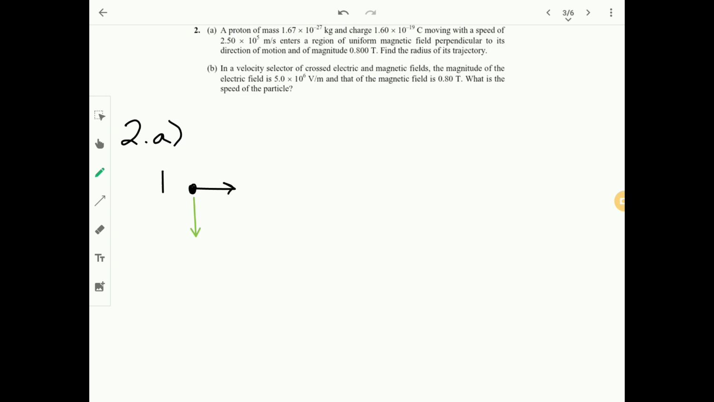Alright, so this is our proton. It's moving to the right. It experiences, let's say, a magnetic field downwards. So using the right hand rule, we see that the magnetic force is actually out of the page.